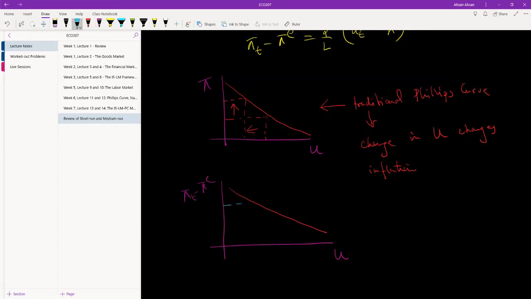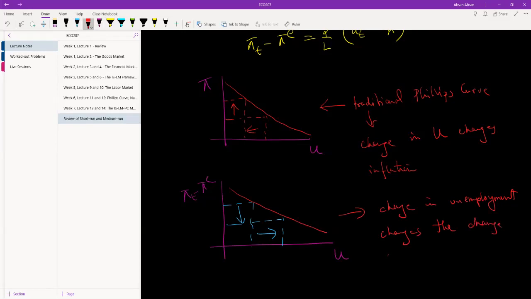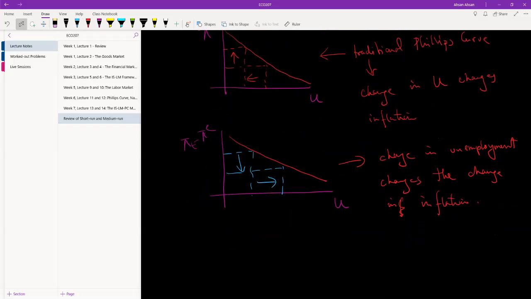So what was happening, this doesn't matter. So instead of unemployment changing the inflation, the new relationship that emerged is that change in unemployment changes the change in inflation. And this is the modern Phillips curve.